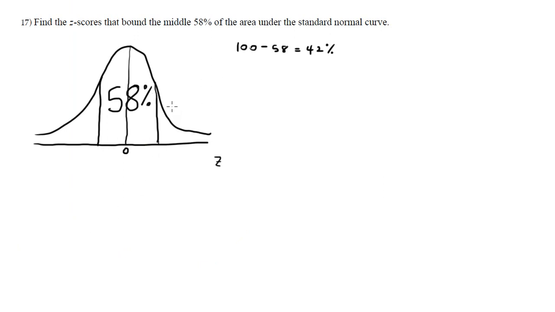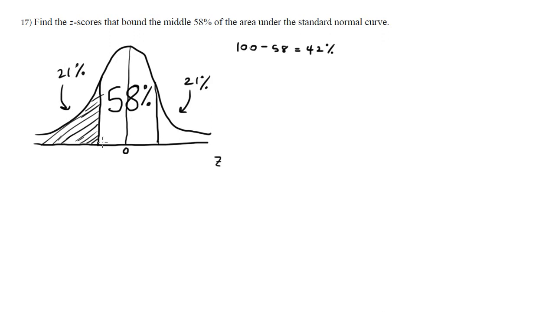So the reason why I'm doing this kind of analysis is because I really want to target this area here, because I know I can go to the table and figure this out, find this negative z value. And since this curve is symmetric, that negative z value, change the sign, I'll have this positive z value. Because if 42% is left over, that means each one of these should be 21%. 42 divided by 2. So each one of these regions is 21% of the area under the curve. All of this adds up to 100%. 42 plus 58 is 100%.